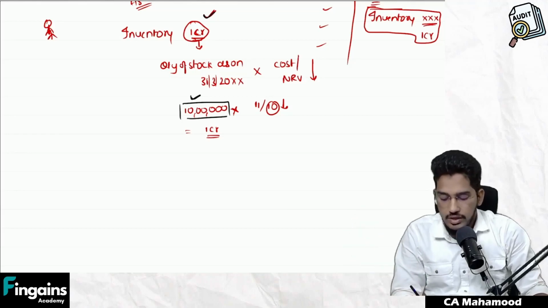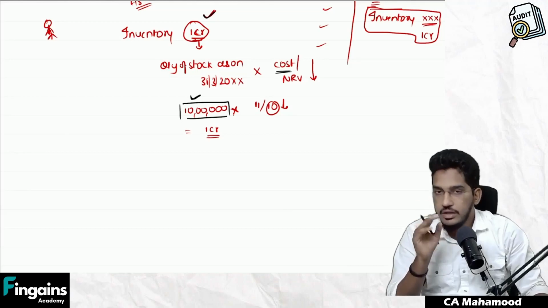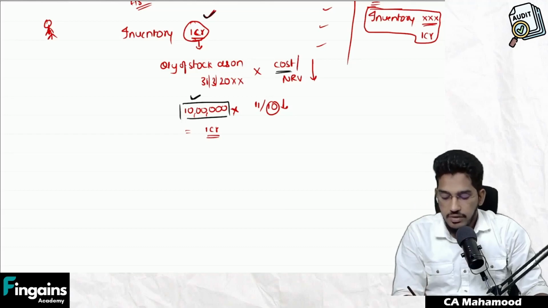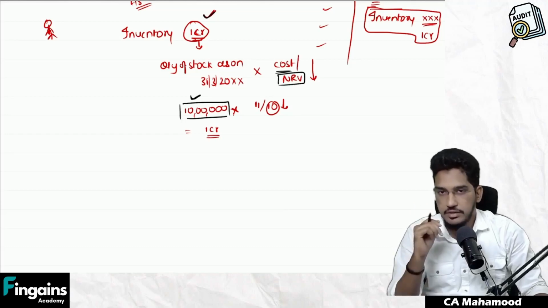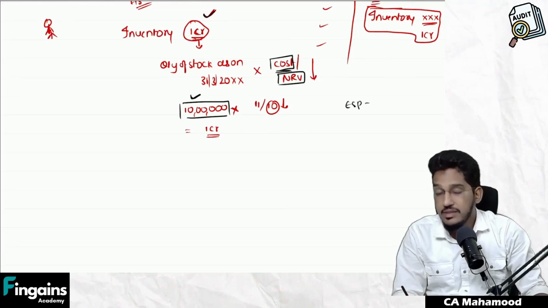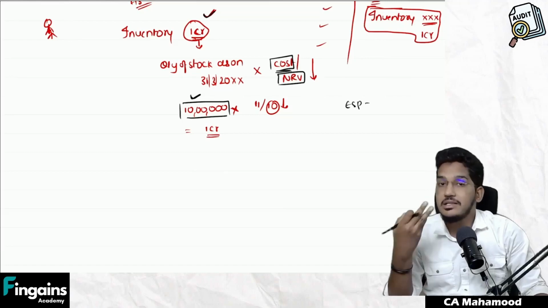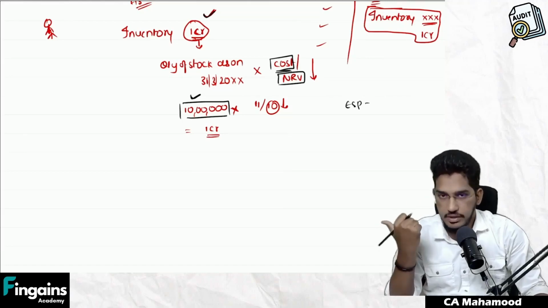See, in this also, determining cost is very easy. Determining cost is not that difficult, whereas determining NRV is a bit difficult. See, cost you can easily determine from the cost records or books of accounts. But NRV is what? Estimated selling price minus estimated cost of making sale. So determining the estimated selling price of the stock is a little bit difficult.